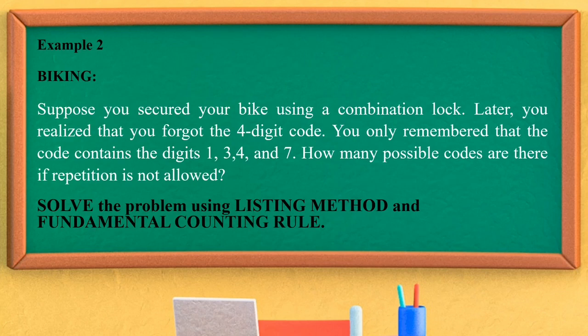For example number 2, suppose you secured your bike using a combination lock. Later, you realize that you forgot the 4-digit code. You only remember that the code contains the digits 1, 3, 4, and 7. How many possible codes are there if repetition is not allowed? Solve the problem using listing method and fundamental counting rules.